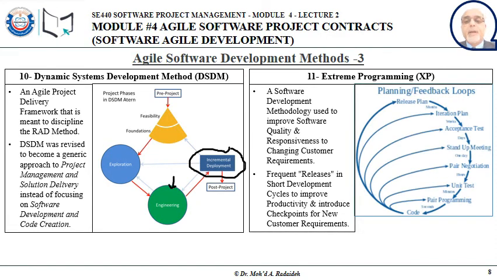The extreme programming is another methodology, as you can see from this chart. Things start with the release plan, then it moves to the iteration plan, acceptance test, stand up meeting, peer negotiation, unit testing, and then pair programming and code. And from the code, we can go to any of the previous steps or stages. So if the code is all right, then we move straight to the release plan.